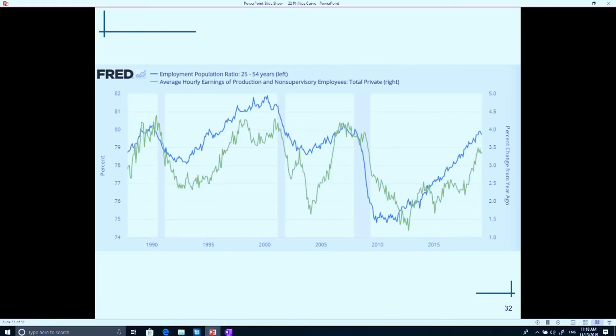Finish with a graph. Here in the blue, we've got the employed population between 25 and 54 years old, so kind of the prime age. This is a ratio of population. So if this goes up, this means a higher percentage of the population is employed. So it's kind of the inverse of the unemployment rate. This is like the employed rate. And then in the green, we have average hourly earnings of production and non-supervisor employees in the private sector. So this is a measure of wages. And if we notice, the correlation between wages and employment is very, very close.